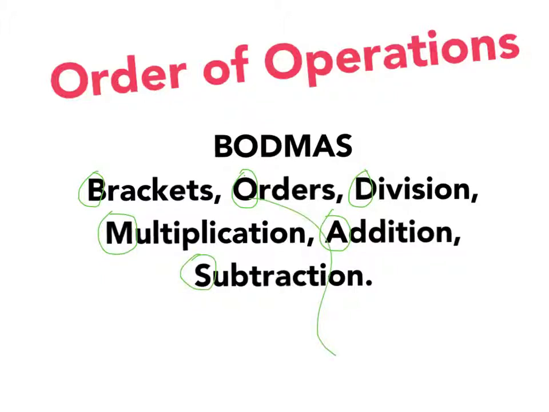Now, you might have learnt O as of. Okay, that's fine. What I'm saying when I'm saying orders is square roots and to the power of. Anything that has a square root or to the power of is an order, and that has to come before division and multiplication. So if you need to write that down when we do our graffiti wall, that will be a good idea.